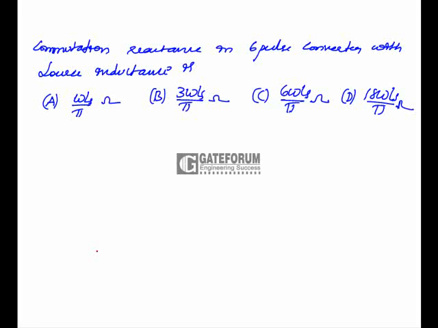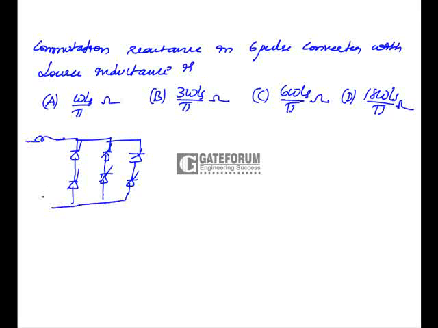Reactance in 6-pulse converter with source inductance is. Now what is 6-pulse converter? That means it is going to have 6 thyristors. Okay, that is 3-phase 6-pulse converter. This 6-pulse converter is having source inductance. If this is having source inductance, AC source, generally, this is a three-phase circuit, so there will be three lines going to this ABC leg.